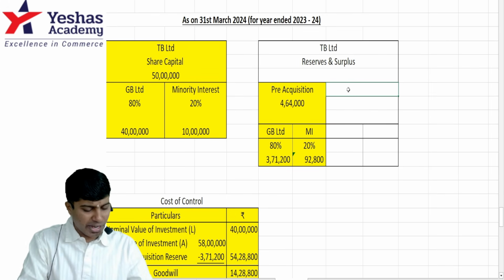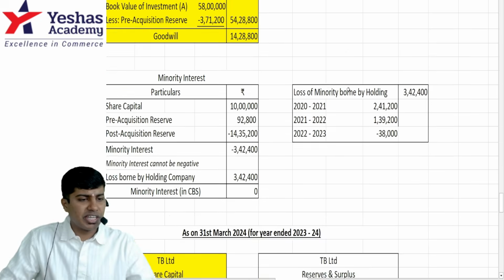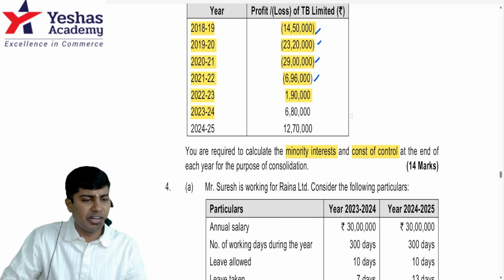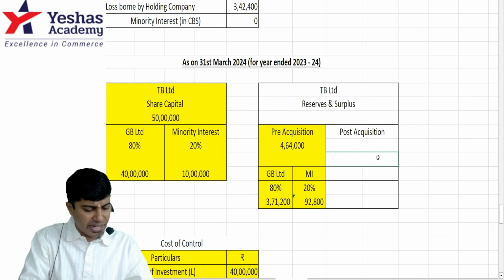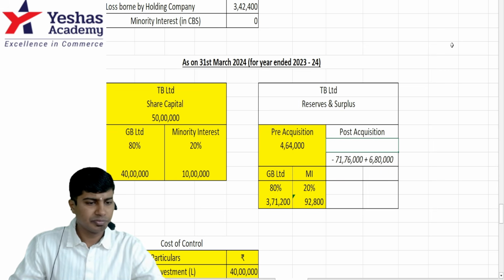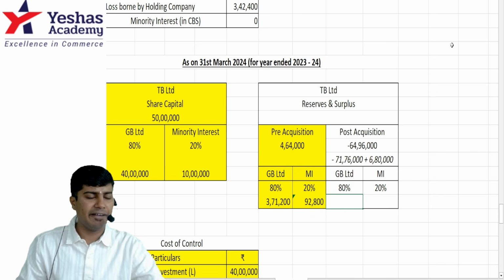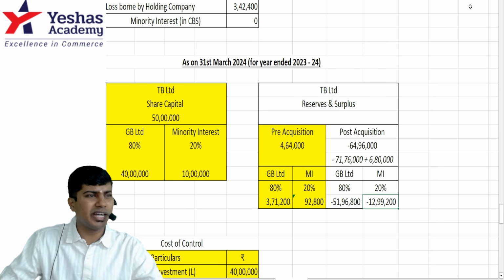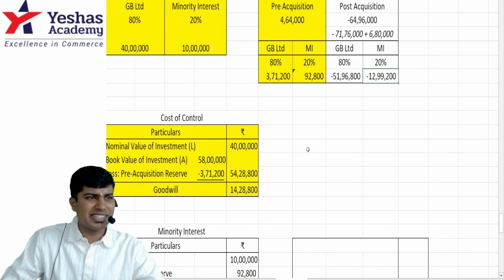Come to post-acquisition reserve. How much was there previously? It was minus 71 lakh 76. How much profit did we make this year? 6 lakh 80. Shall I add 6 lakh 80 to minus 71 lakh 76,000? How much will it become? 64 lakh 96. Split between holding and minority, 80-20. 80 percent is 51 lakh 96,800. 20 percent is 12 lakh 99,200.